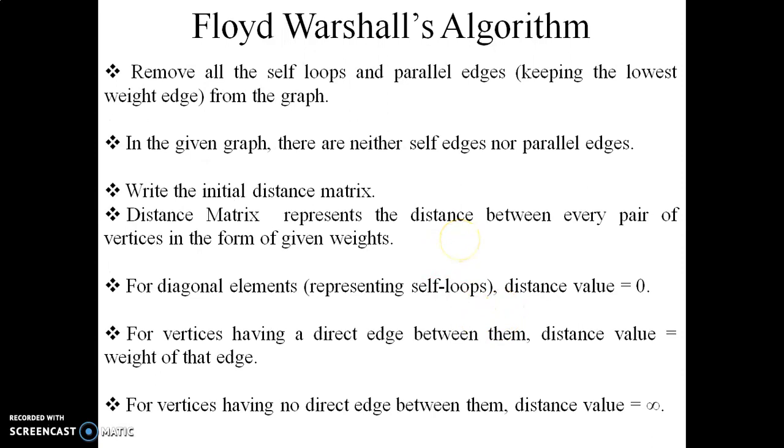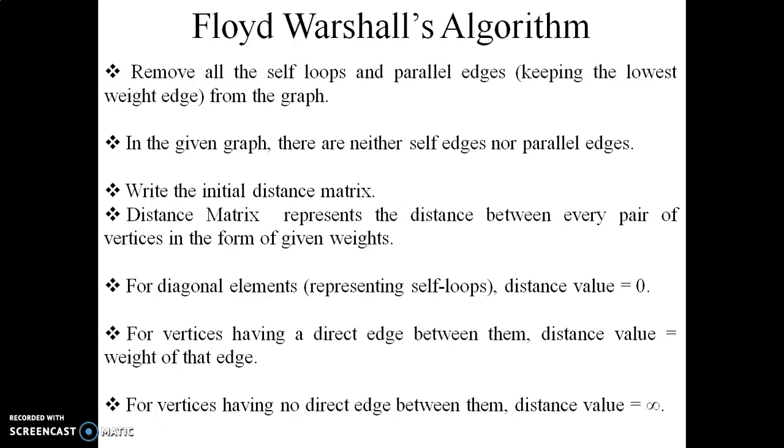Now, before going into the actual stepwise explanation, we need to understand certain points. First is that remove all the self loops and parallel edges, keeping the lowest weight edge from that graph. This is the first step. Second step is that in a given graph, there should be neither self edges nor parallel edges.